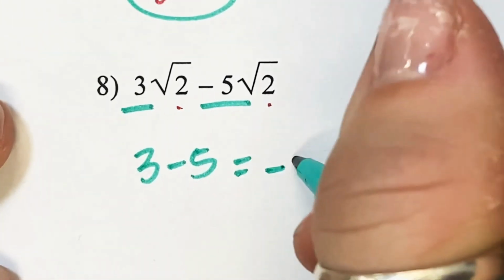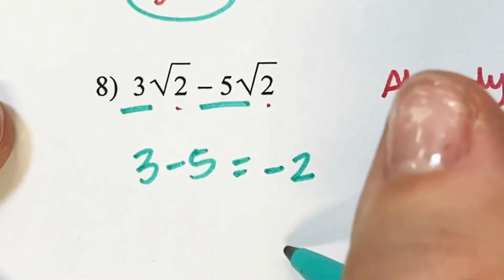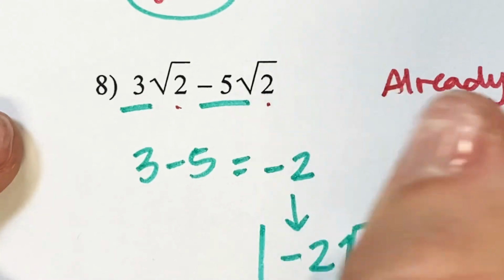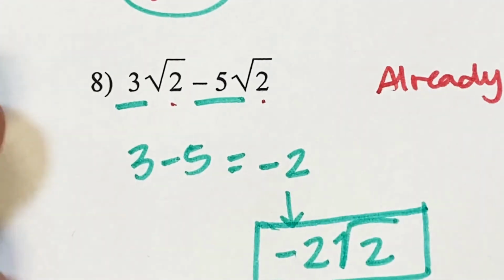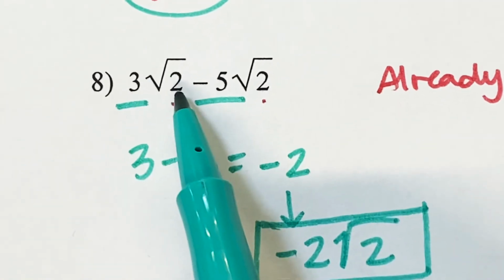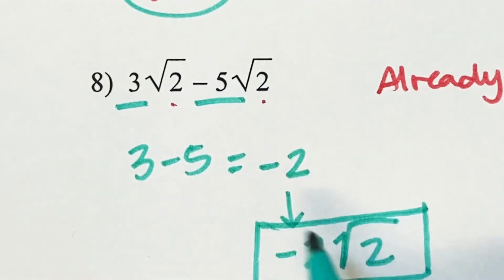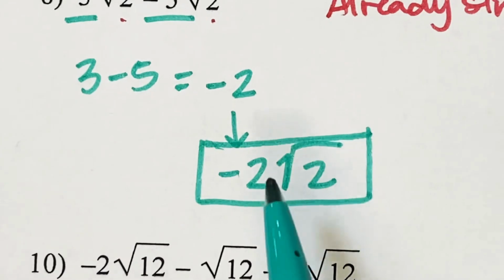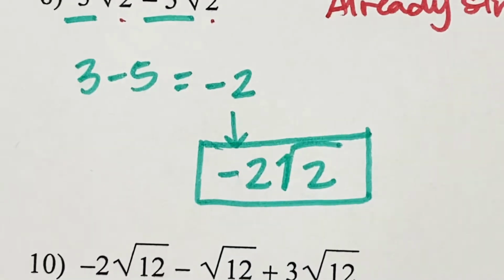It's going to give me negative 2. Okay, and then we just have to write it. Negative 2 root 2. Okay, in other words, you can think I have 3 apples. I'm taking away 5 apples. Okay, that root 2 is just how we label what we have. So we have negative 2 root 2's.